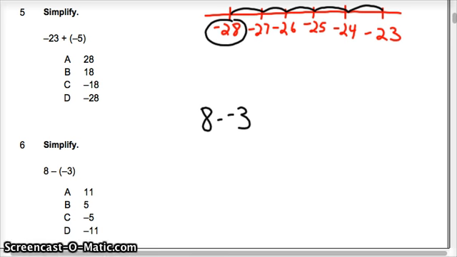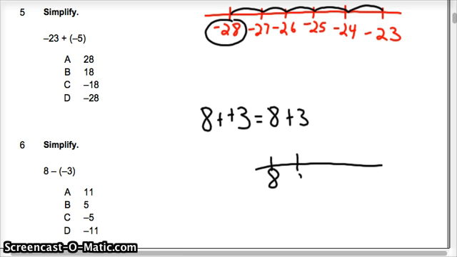For 8 minus -3, this is where kids have to understand that 2 negatives will make a positive. So minus negative becomes 8 plus 3, ultimately. So I know that if I have 8, and still using the number line, which you don't need to, but in this case, just to help them understand why it's working that way, I'm going to add 3. 1, 2, 3. That would be at 11.